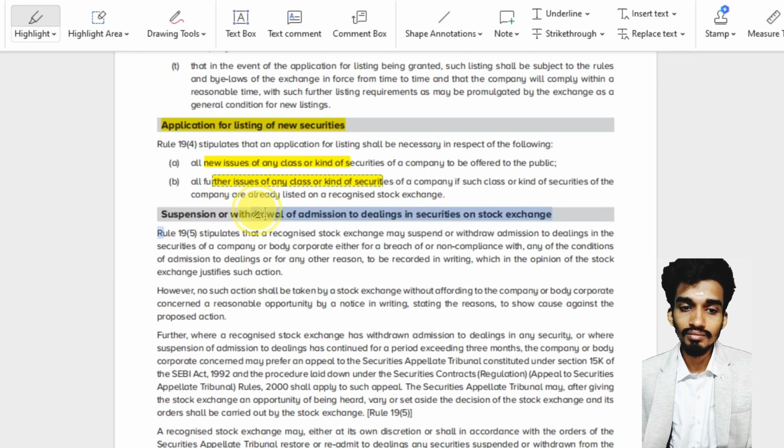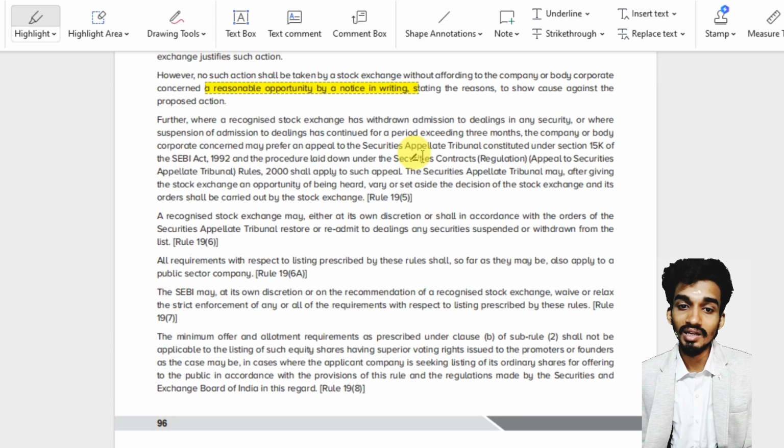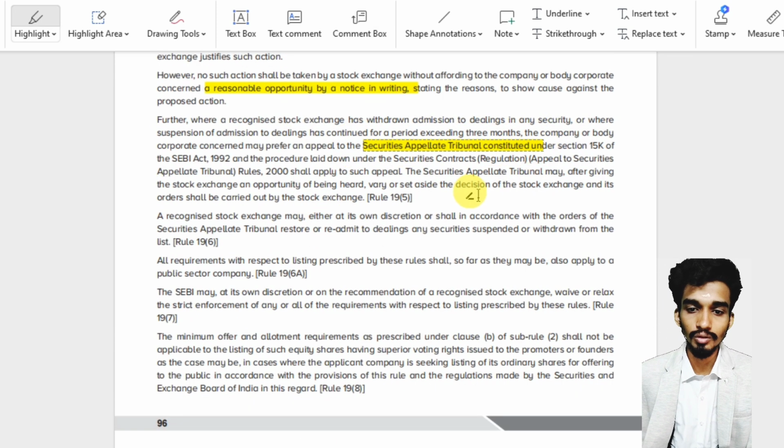After granting the request, they can also suspend or remove the listing, which is simple. They can suspend by giving a written notice, giving a reasonable opportunity of being heard in the written notice. Any person aggrieved can go to SAT, and further they can go to the Supreme Court.